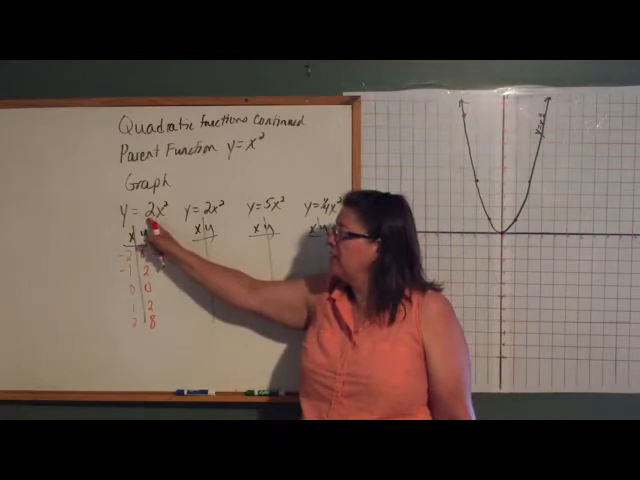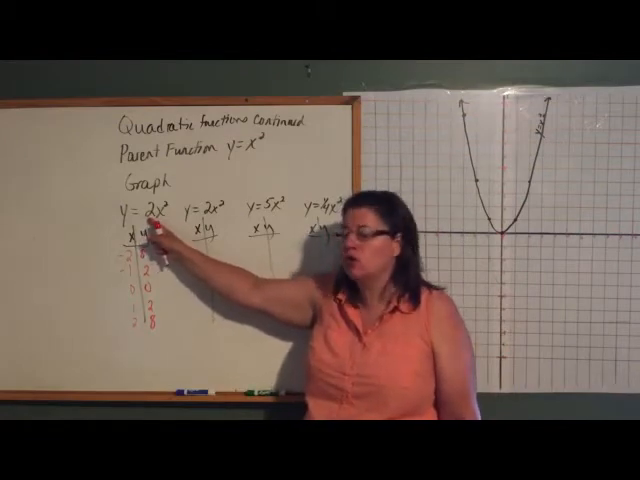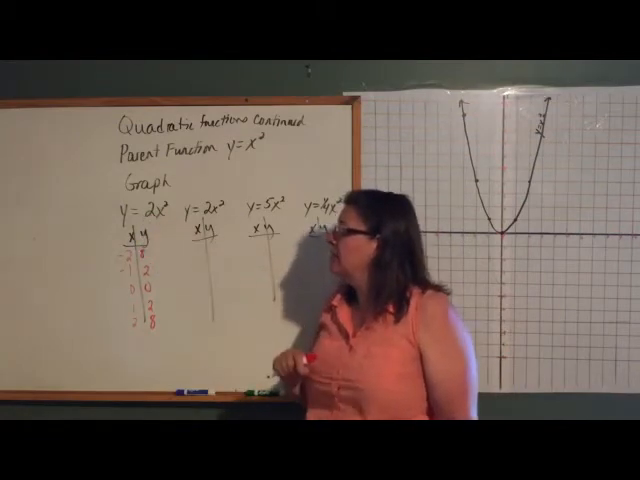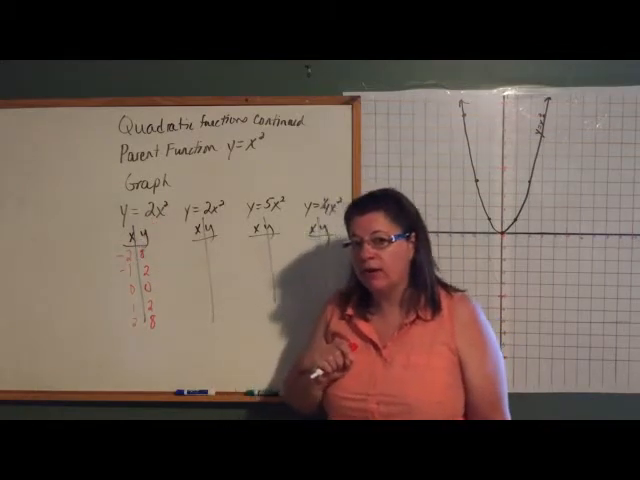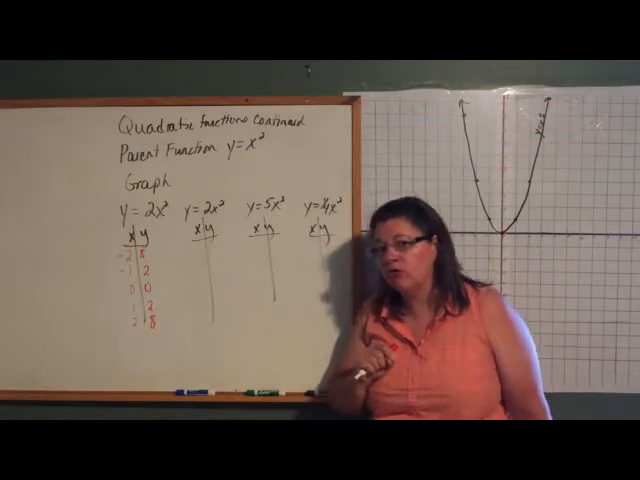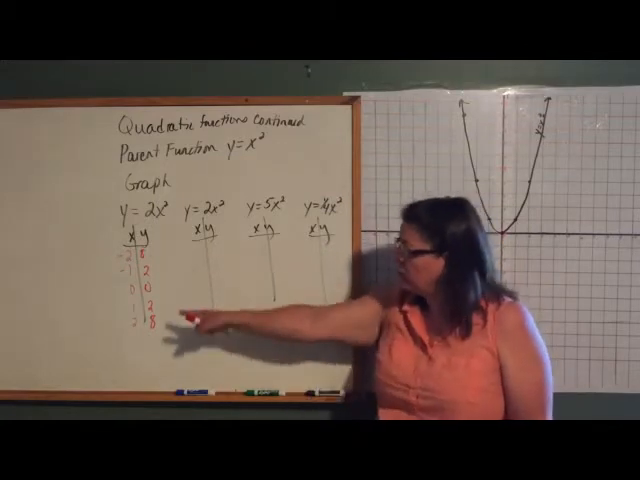So what we're looking at is what happens to the parent function when we multiply the x squared, or my a value in front of the x squared, is a whole number larger than 1. Okay, so let's look at that.